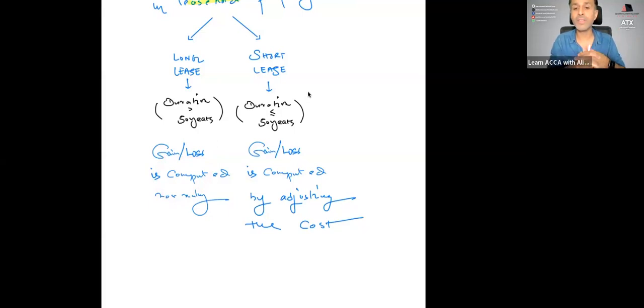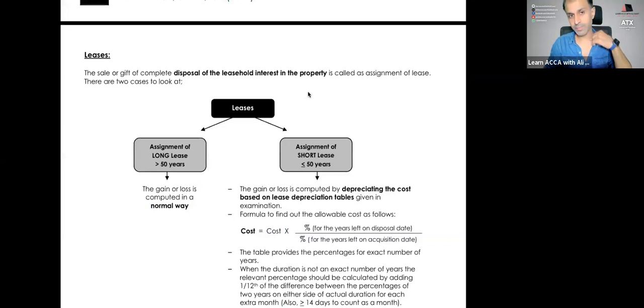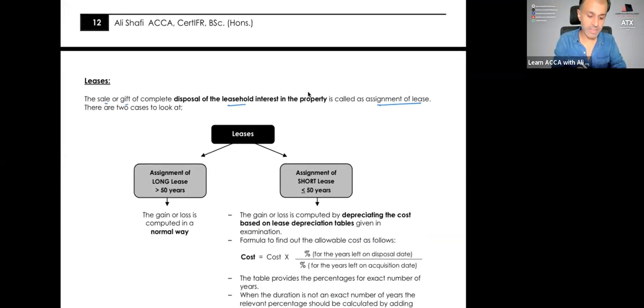But in the short lease, it will be different, and that is what you need to understand. How will it be? We can have a look. The sale or maybe a gift of the complete interest in a leasehold property is called an assignment of the lease. It may have been a sale or a gift.